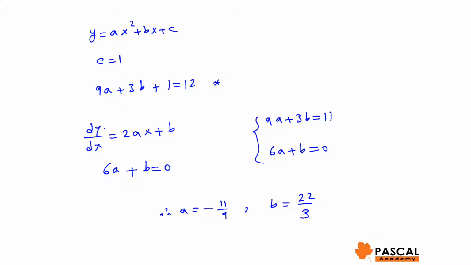We're plugging 3 and 12 into the function, and 3 and 0 into the derivative. We deal with the system of equation. We solve the system of equation and we find a and b. From the second equation, b is -6a. Plug into the first equation, and find a. Then use the fact that b is -6a and find b.